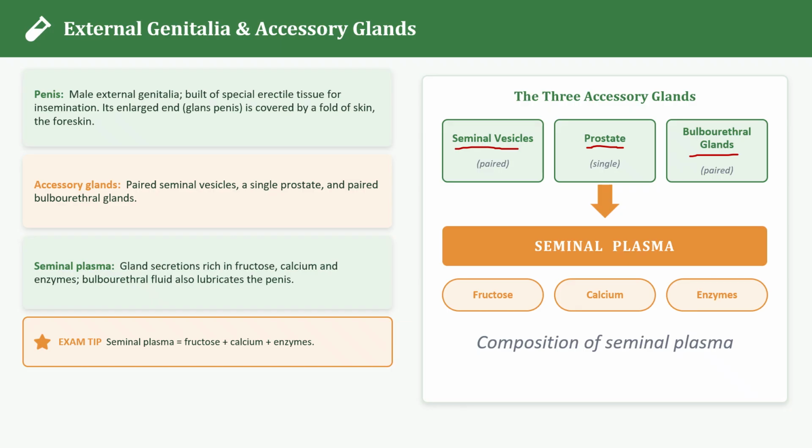Right, children? And what is the seminal plasma? Seminal plasma is the combined secretion of all these three glands, and they form the seminal plasma. It contains fructose, calcium, and enzymes. These substances nourish and protect the sperm. I have also given an exam tip here: seminal plasma is the combination of fructose, calcium, and enzymes.